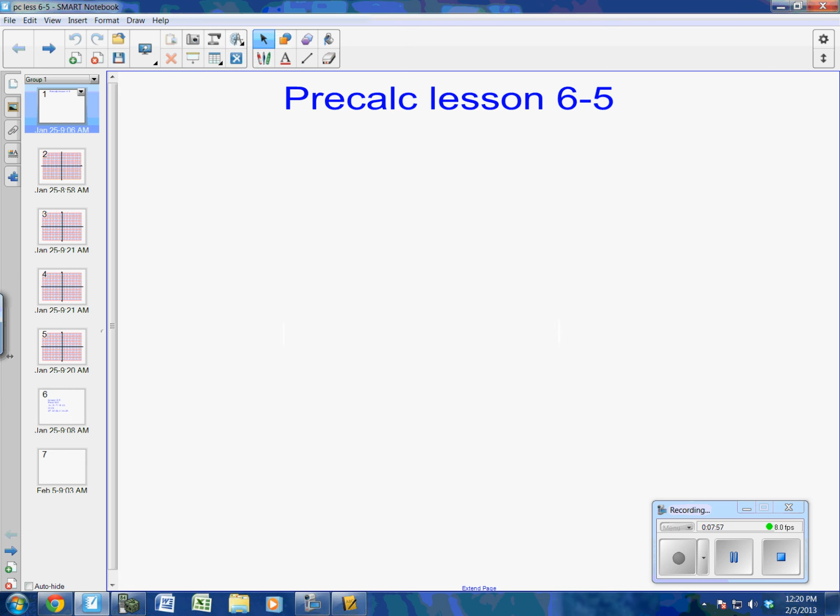Our two objectives. Number one, we're going to find the phase shift and the vertical translation for sine and cosine functions. What is phase shift? Okay, so that's the first question. What is phase shift?